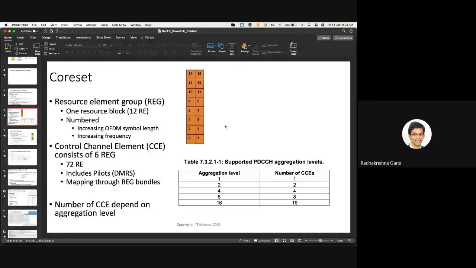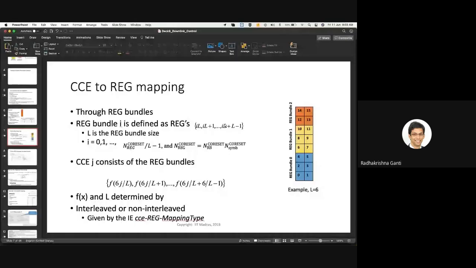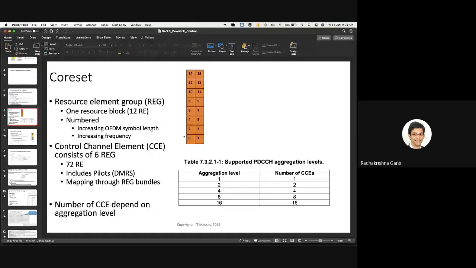This also contains pilots, and the mapping of the CCE to the REG happens through something called REG bundles. That's what we are going to see later. We have also understood how to number the REGs. First it goes through increasing symbols and then increasing frequency: 0, 1, 2, 3, 4, 5, 6, 7, 8, 9, and so on. If there is one more symbol, it will be 0, 1, 2, 3, 4, 5, 6, 7, 8, 9, 10, 11, and so on. We saw that last class.